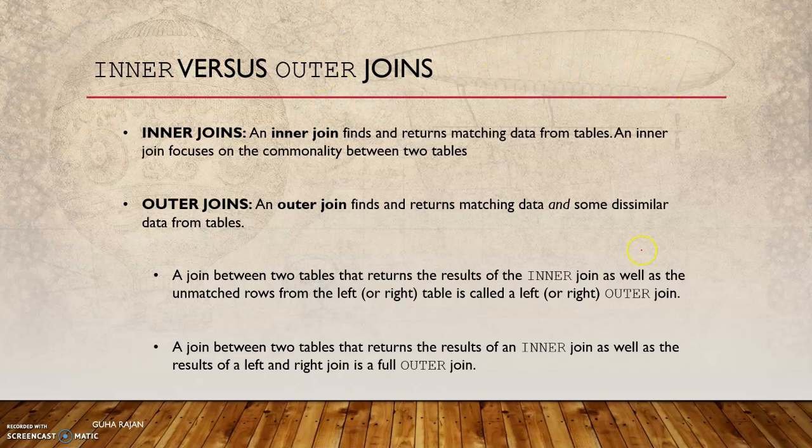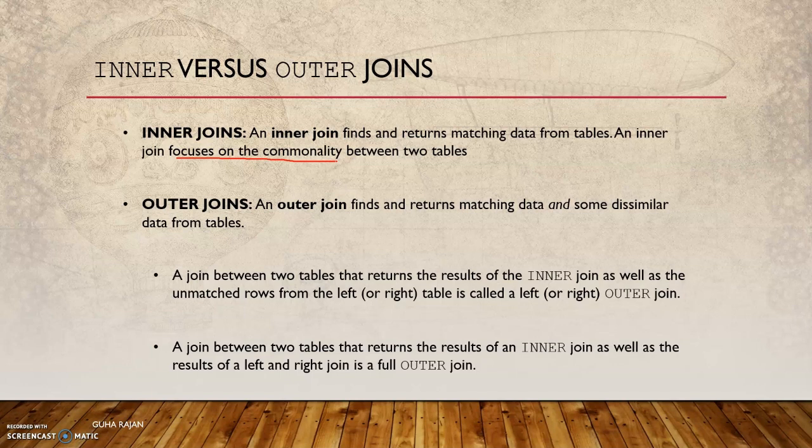Inner join finds and returns the matching data from the tables, and the inner join focuses on commonality between the two tables. If you get to outer joins, it is something like this: from the two tables, you get the commonly available matched rows. Additionally, whichever rows are unmatched also need to be returned as well.